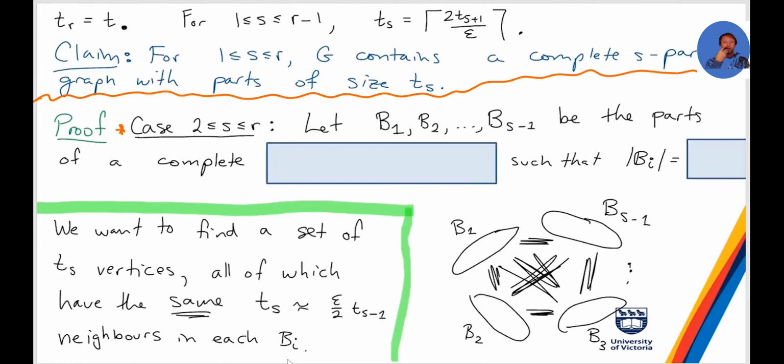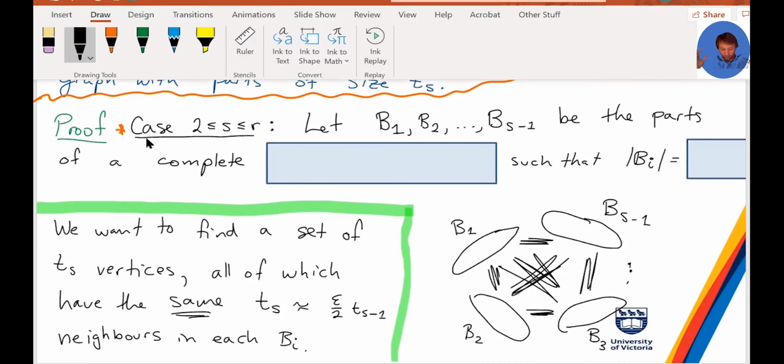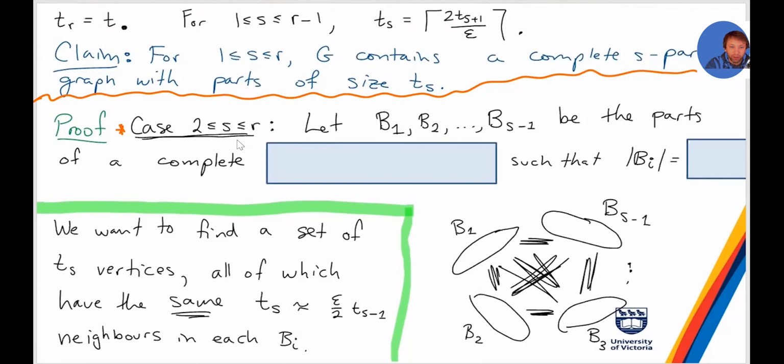Okay, so now we're doing the inductive step. So we've got S, which is between 2 and R.